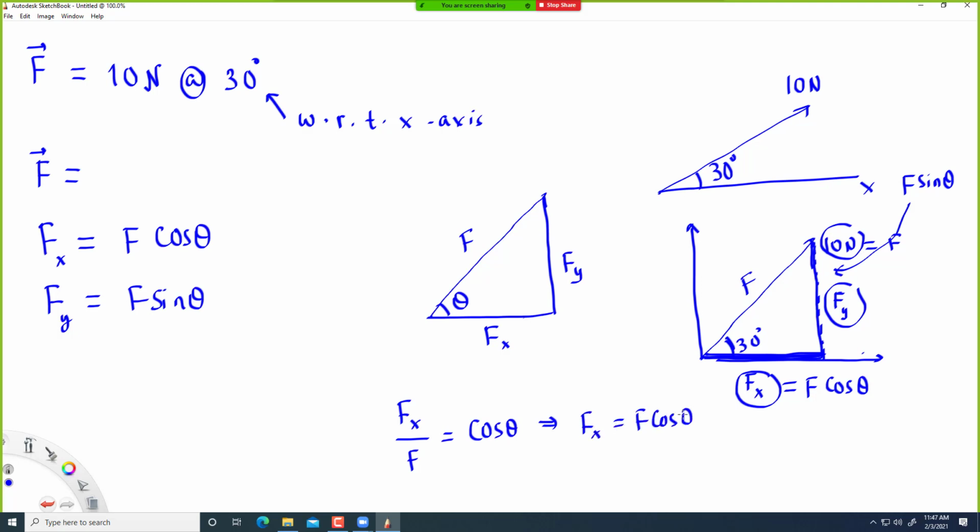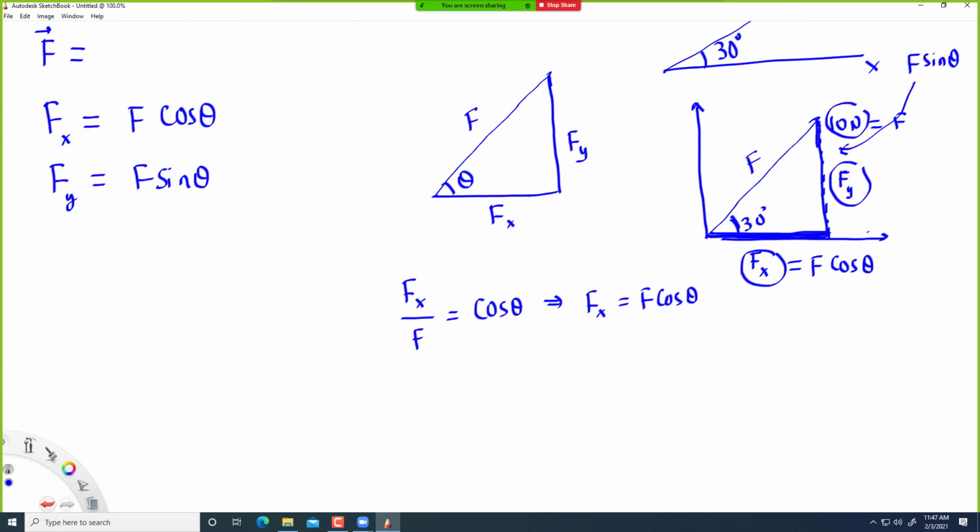Likewise, let's take the ratio of opposite to the hypotenuse. Opposite is fy, and the hypotenuse is f. Do you guys remember what that is? Sine, right? Sine theta. You must have learned this in trigonometry. So rearranging that, we get fy is equal to f sine theta. Okay, so that's what I have here.